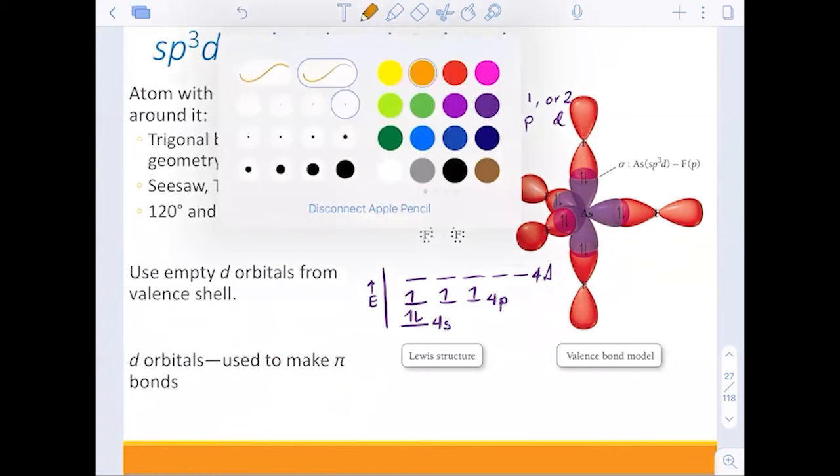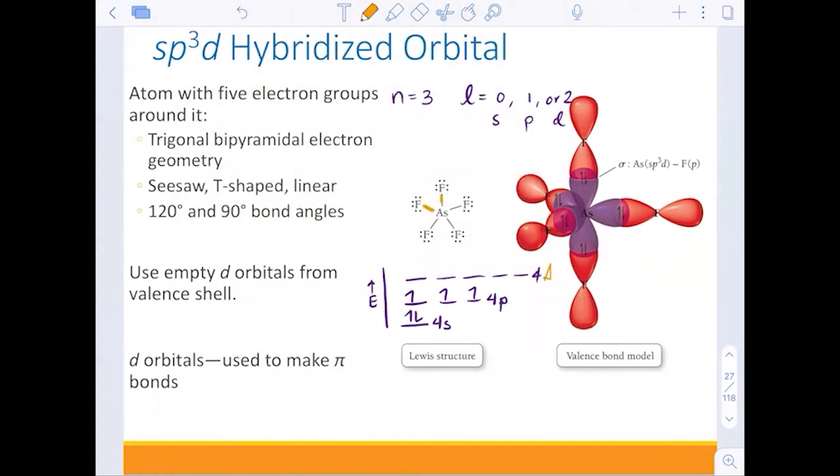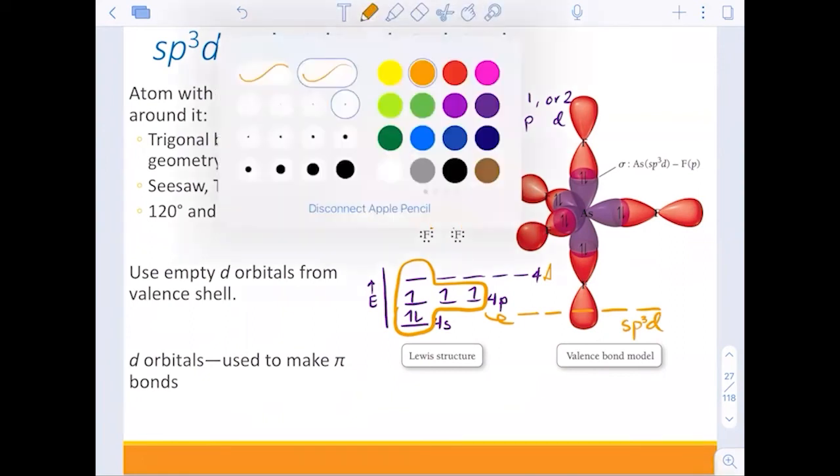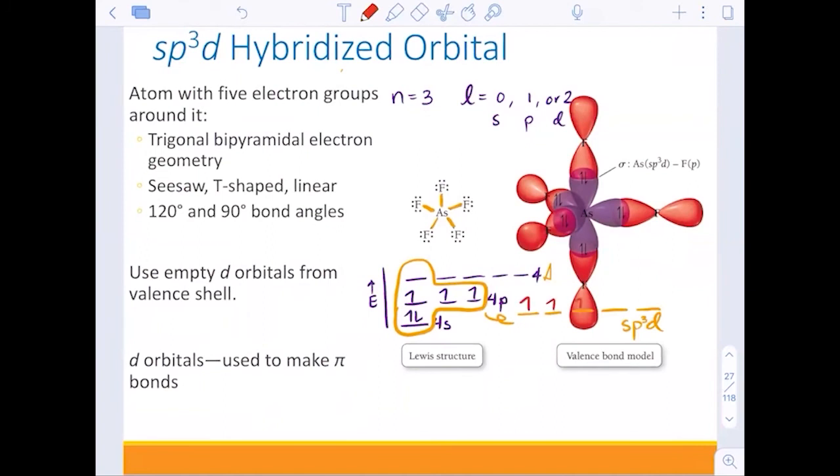And what we would need to understand why arsenic makes 5 single bonds is it takes the S, the P's, and 1 D in order to hybridize into 5 degenerate orbitals called sp3d. Count them up: 1, 2, 3, 4, 5. And that's where we can put in our electrons and make 5 degenerate bonds.